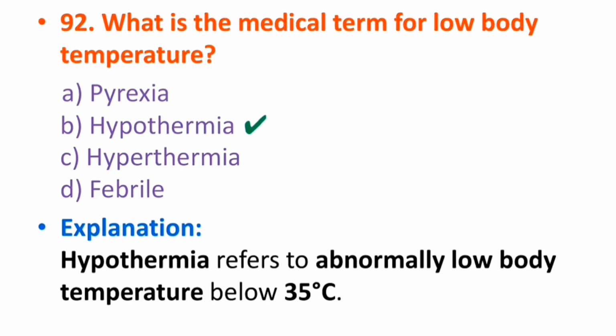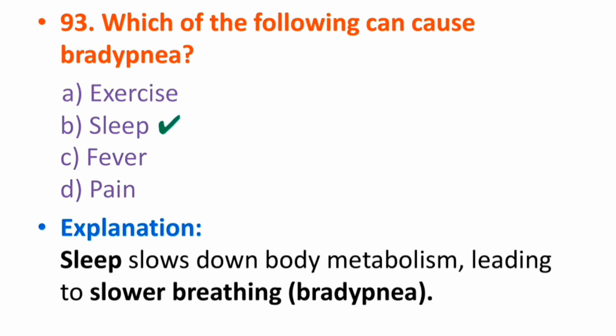What is the medical term for low body temperature? Option A, pyrexia. Option B, hypothermia. Option C, hyperthermia. Option D, febrile. The correct answer is option B, hypothermia. Hypothermia refers to abnormally low body temperature below 35 degrees Celsius. Hypothermia is the medical term for low body temperature.